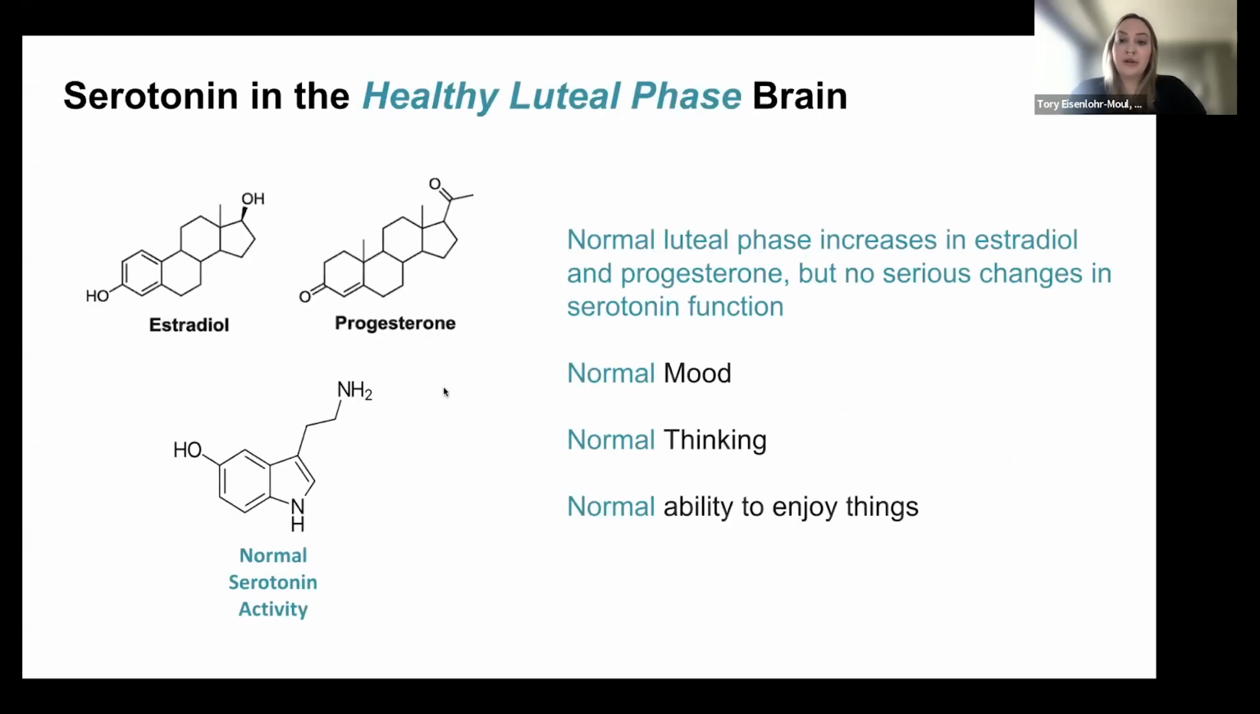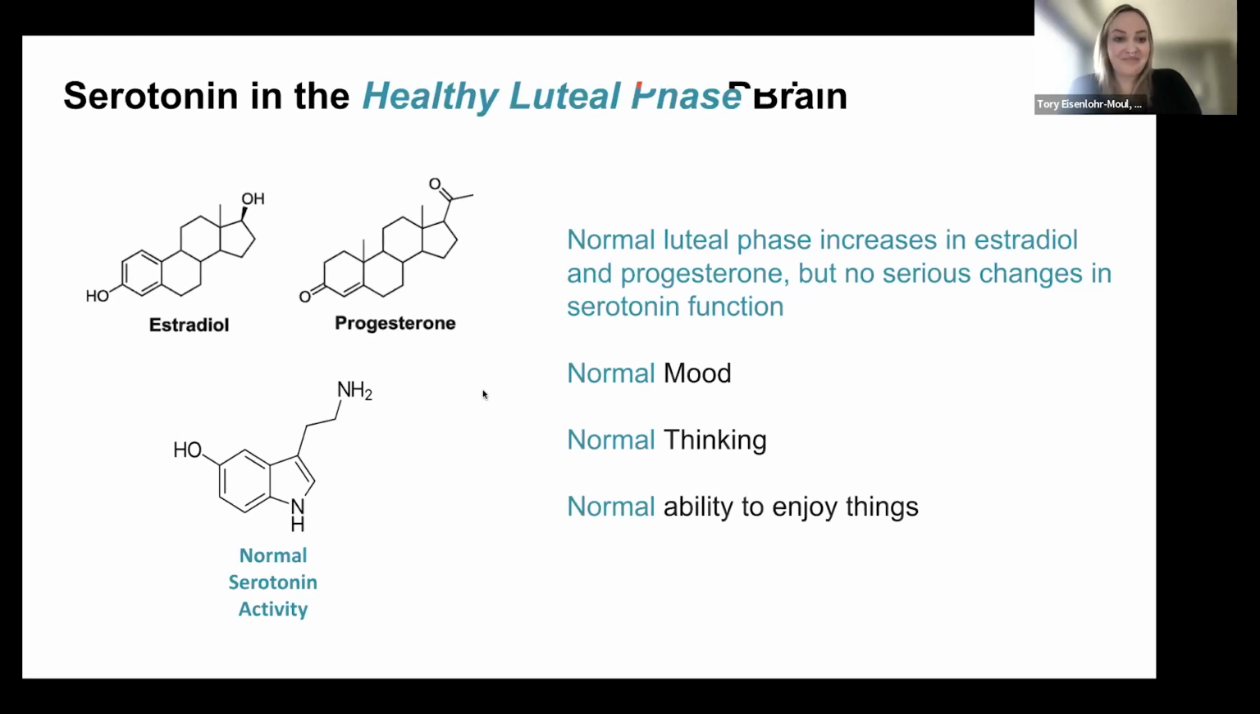In the healthy luteal phase brain, what we see is that estrogen and progesterone rise normally, and there are no serious changes in the way serotonin functions. And so we see normal mood, normal thinking, normal ability to enjoy things. This is a serotonin molecule over on the left, and it's hanging out with estrogen and progesterone, and they're all buddies, and it's just fine.